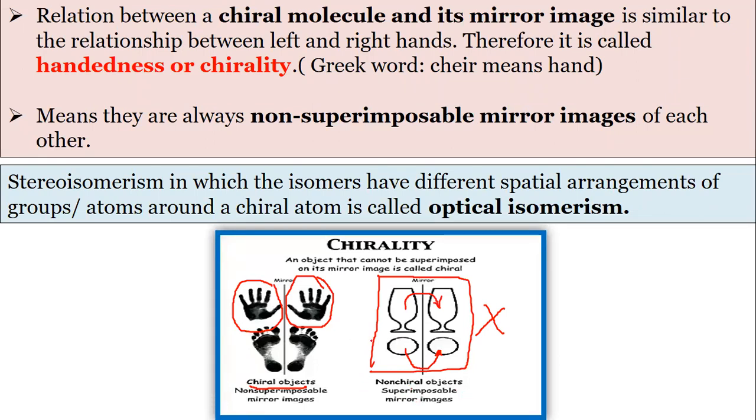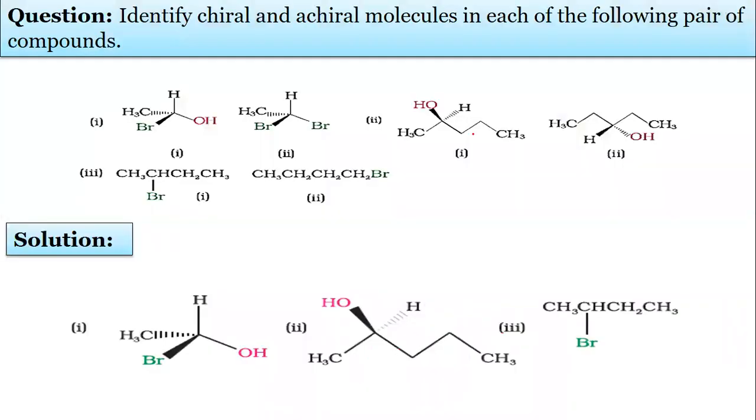So a 1-mark or 2-mark question can be asked: what is a chiral carbon, and they can also give some compounds and ask which of the following are chiral. Such questions can be asked in the examination. Identify the chiral and achiral molecules in each of the following pairs. Now tell me about this compound, the first one and the second one. These pairs are given.